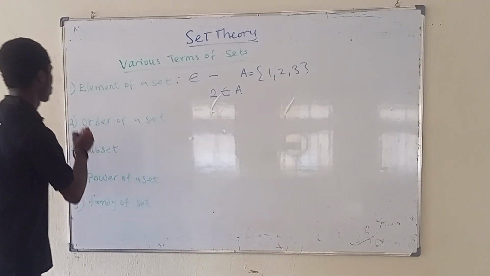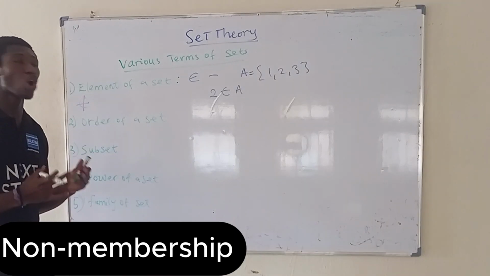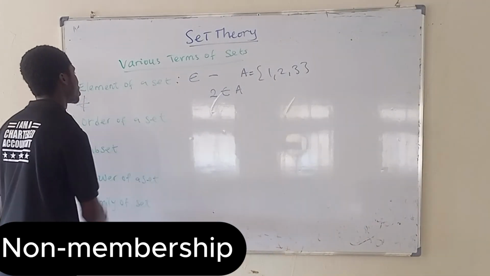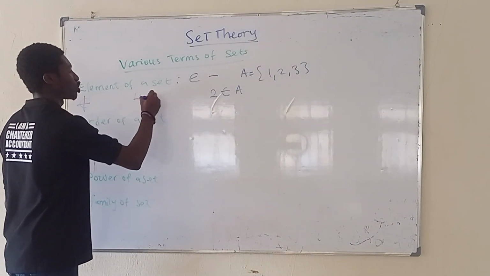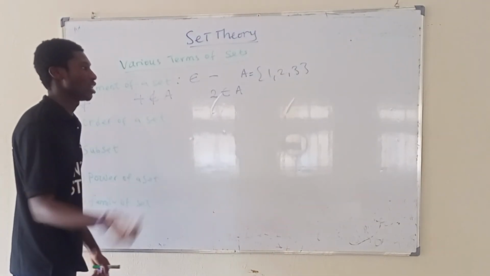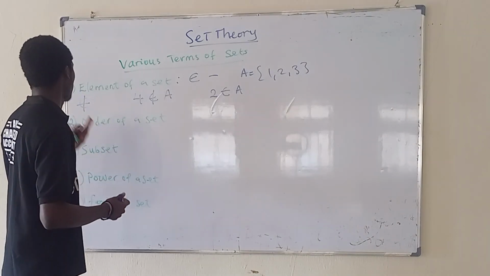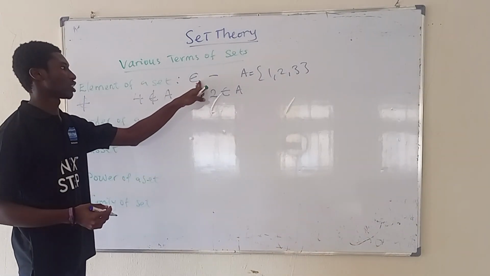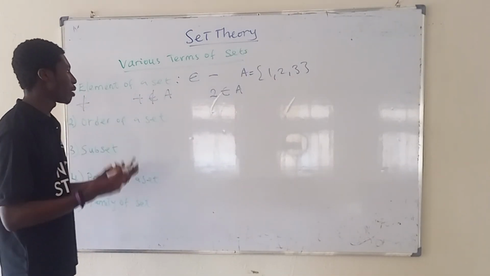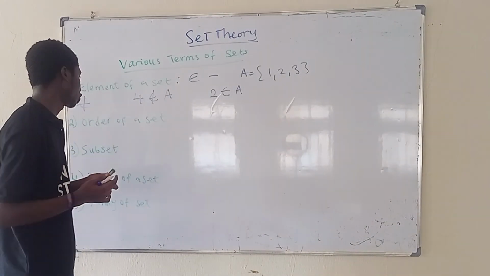Another notation is this one. This is used to represent non-membership. So I can say 4 is not an element of what? Set A. So 4 is not an element of the set A. This sign is used to represent membership, and this sign is used to represent non-membership.